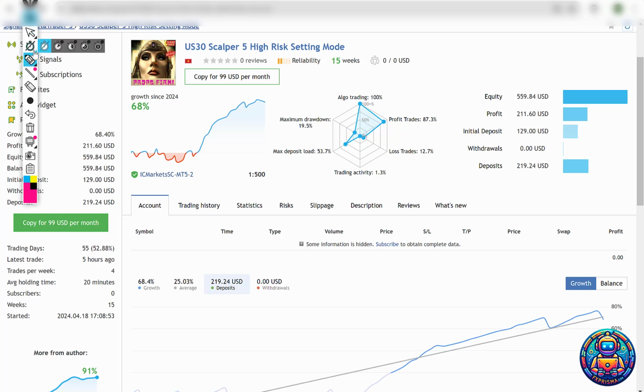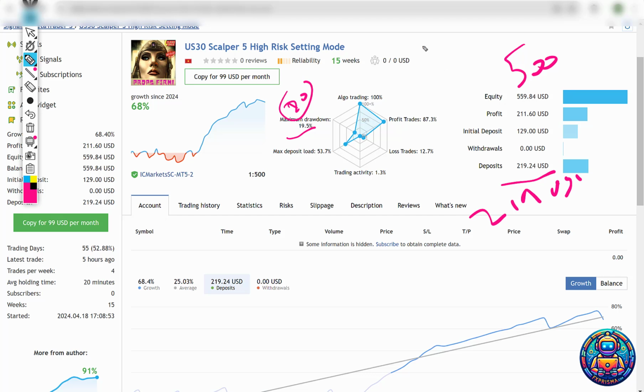So we have the live result, and the initial deposit is basically 219 US dollars. The maximum drawdown is almost 20%, and the reason for that is because we have a low balance. If you have 500, I would say you could have a 10% maximum drawdown. The accuracy is very high, 87% winning compared to 12% losing trades. And the good thing is the average holding time is only 20 minutes.